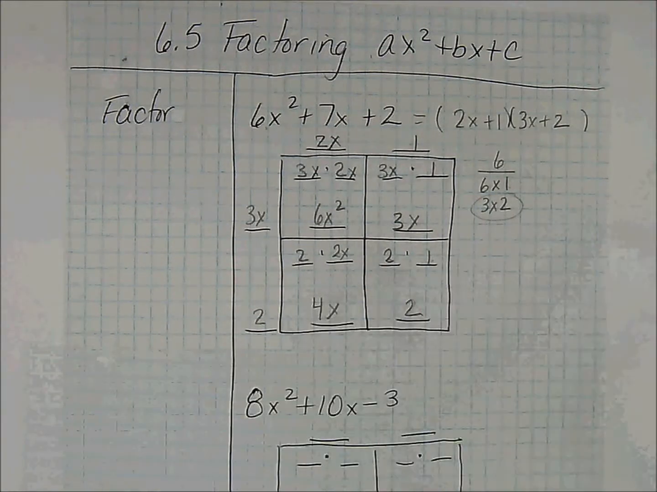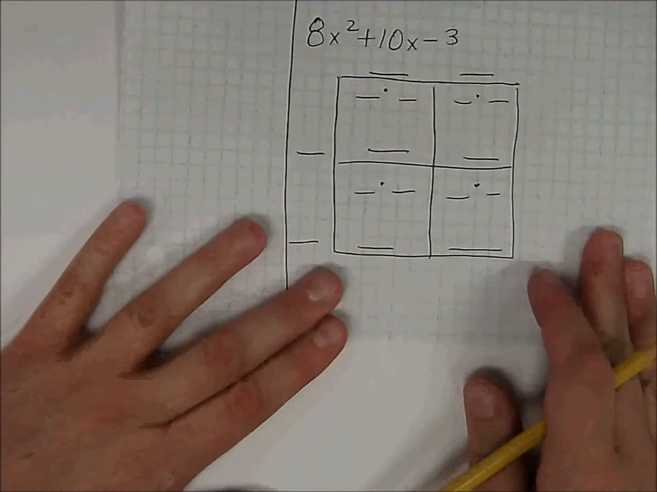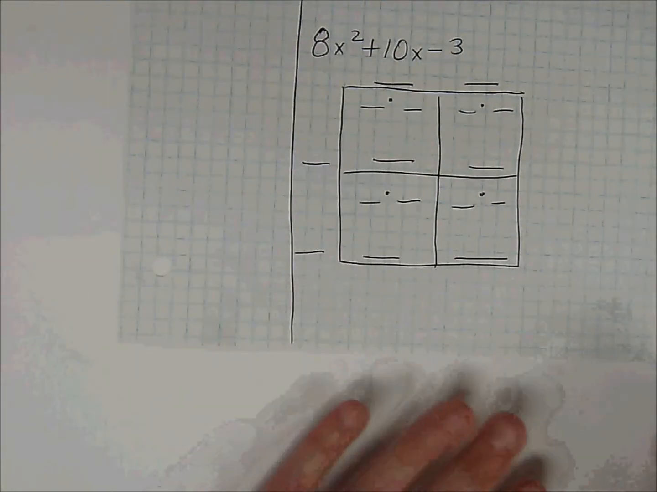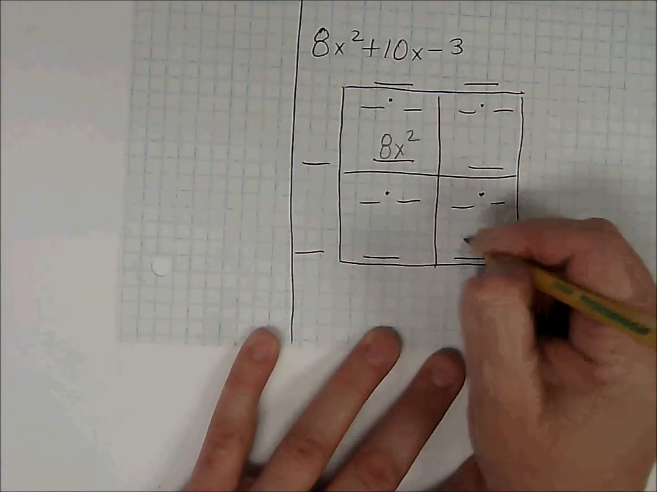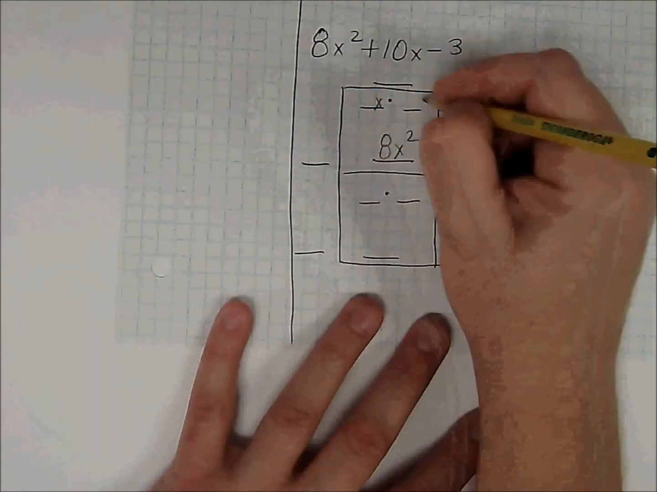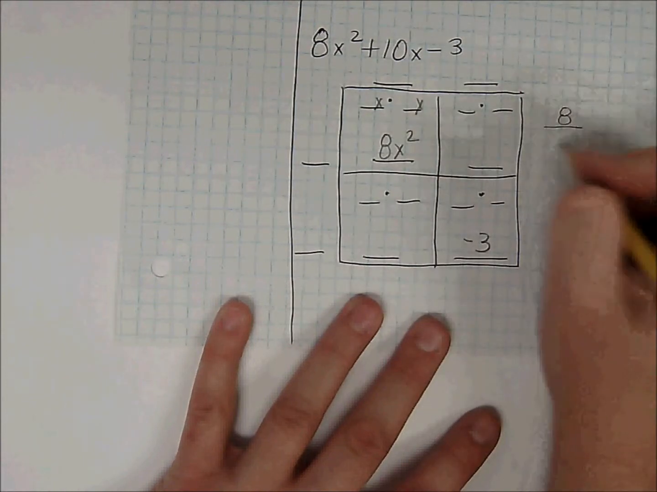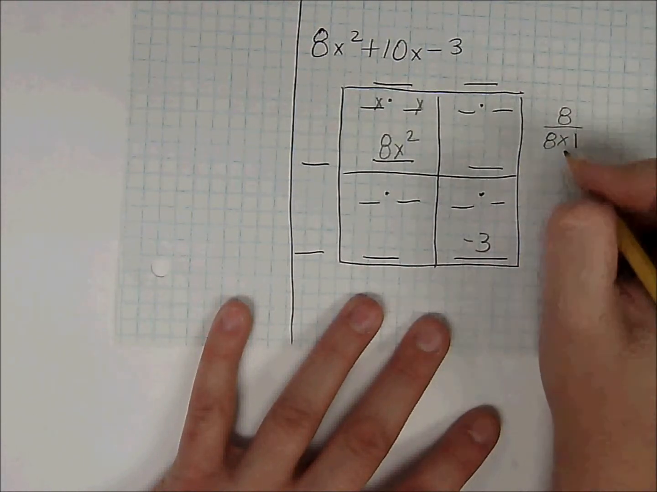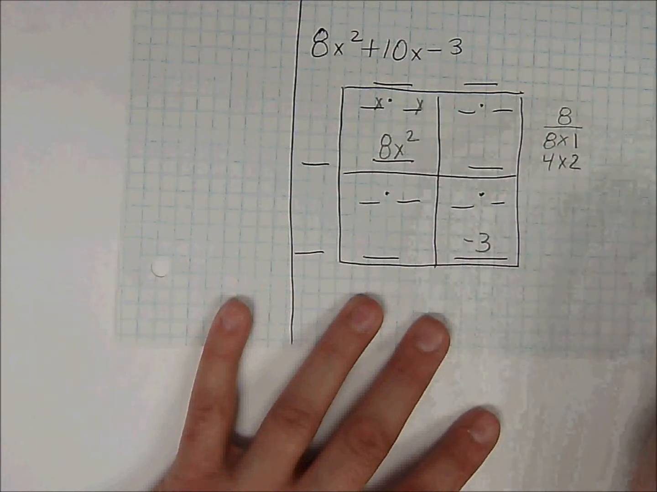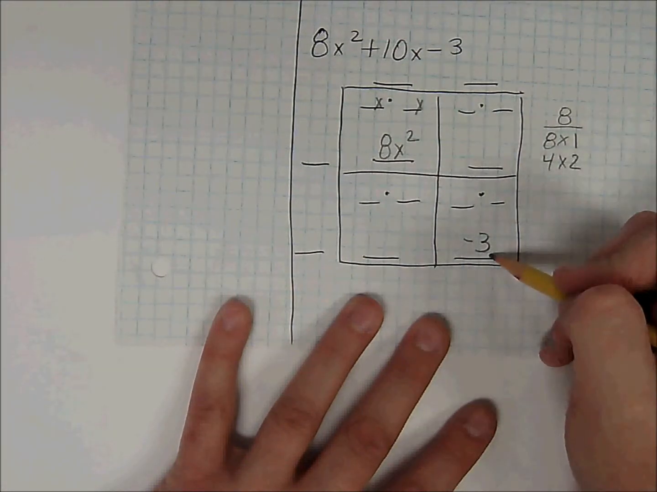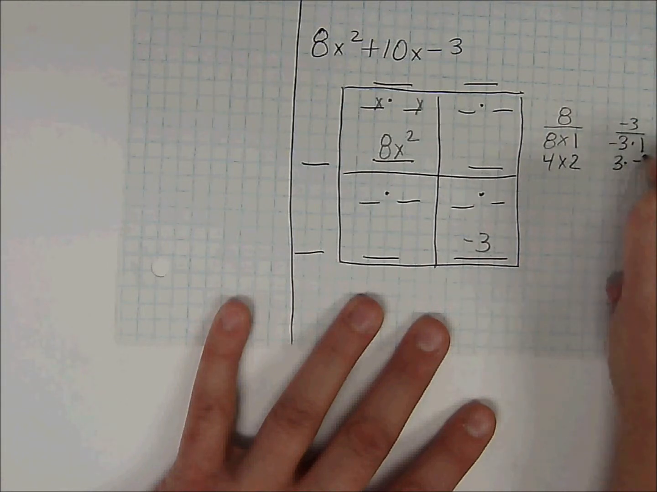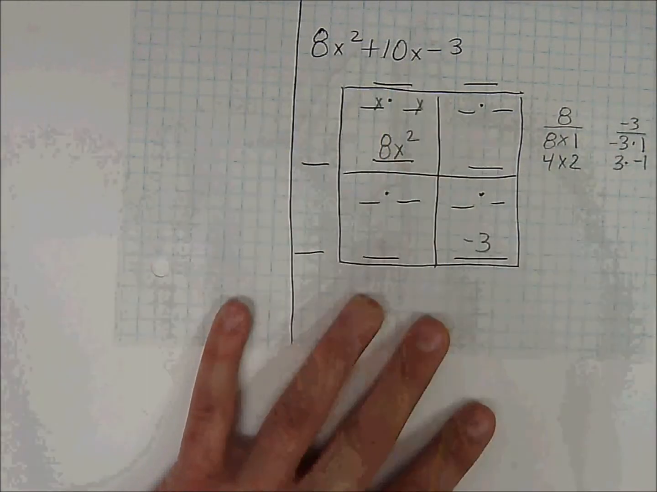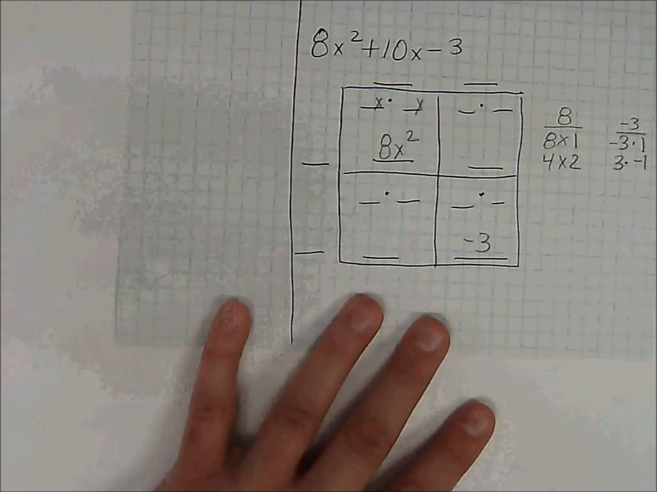Let's try another one. So looking at this one, is there anything we can take out of all 3? Not that I see. So 8x squared and negative 3. So I'm going to do the x's here, and I know for 8, I can do 8 times 1. I can do 4 times 2. But here I need negative 3. And with negative 3, I'm going to need either negative 3 times 1 or 3 times negative 1. Notice that the 10 is positive.